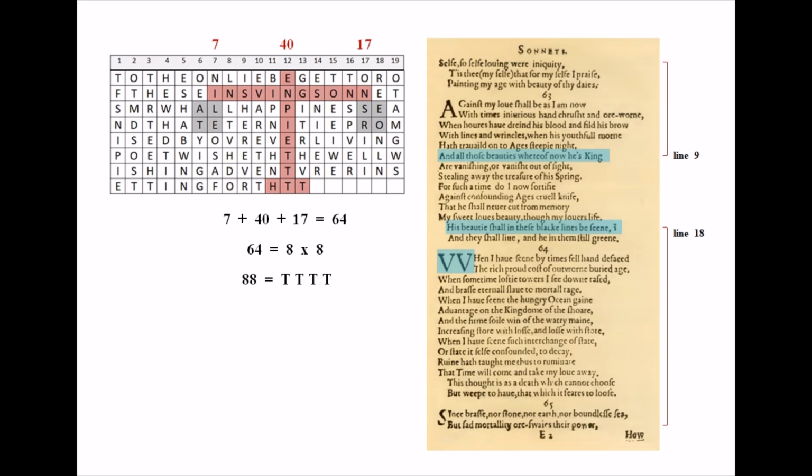And if you count 18 lines of verse from the bottom, "his beauty shall in these black lines be seen," with a single bracket for no reason at all other than to draw attention to it. This is in Sonnet 63, and if you add 6 and 3, you get 9, and 6 times 3 is 18. I know, a lot of coincidental number stuff.